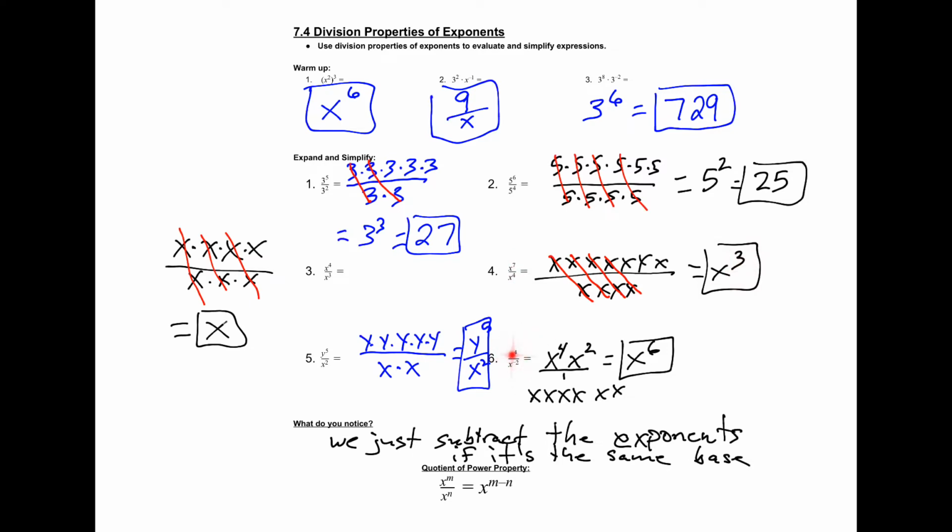And this one's a little bit tricky, but if you think about it, 4 minus a negative 2, let me write that out, 4 minus a negative 2, that does equal 6, which gives us our exponent right there. So it still does work for negative exponents as well. And then the very important part here, if it's the same base, notice here we don't have the same base. We have a y and we have x's, so therefore we don't subtract the numbers. So there's our quotient of power property rule. If we have the same base, x and x, then we just subtract the exponents.